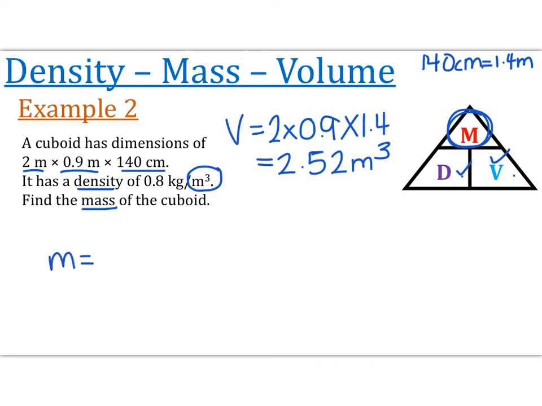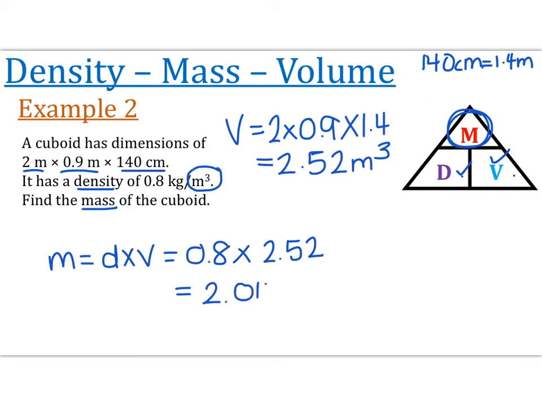And now I've got the volume and I've got the density, so I can go ahead and find mass. Mass is density times volume, which is 0.8 times by 2.52, which is going to give me 2.016, and we're trying to find the mass, and in the question it says the mass is given in kilograms, so 2.016 kilograms. All right, and that's how we do these questions. Hopefully that's making some sense. Let's try some other ones.